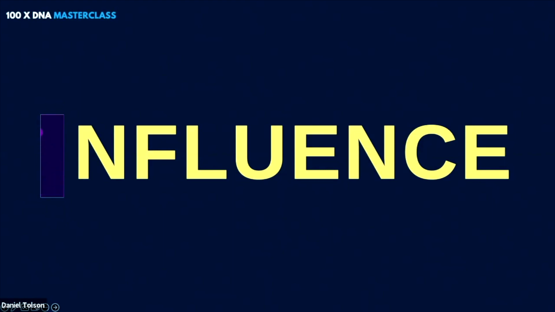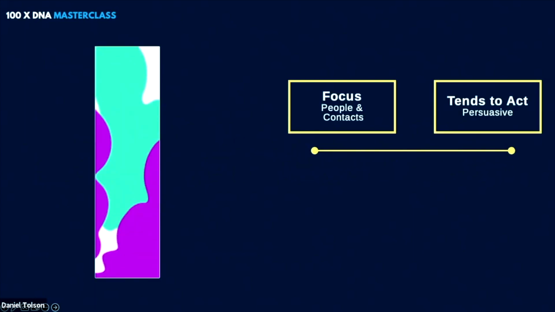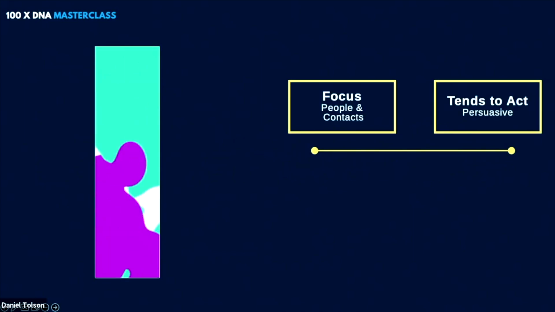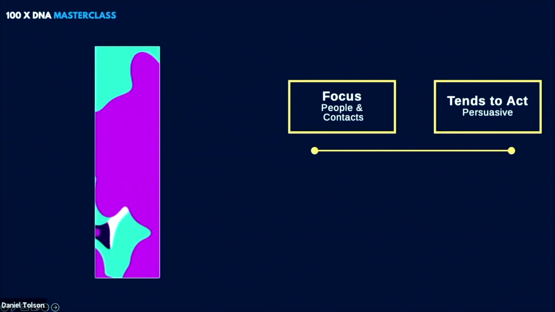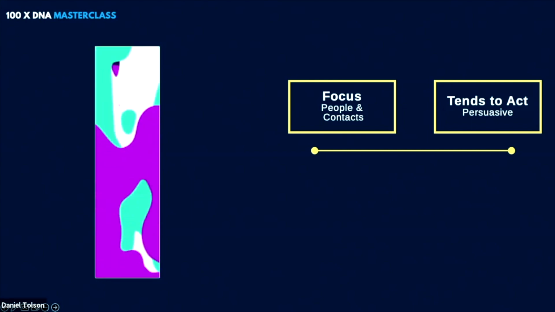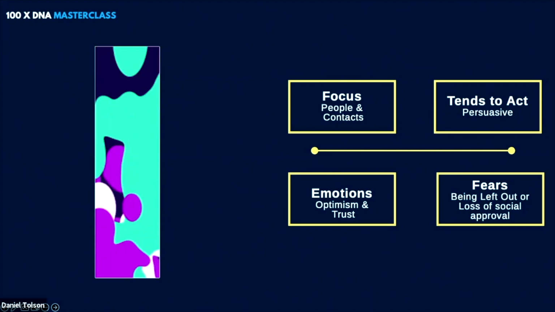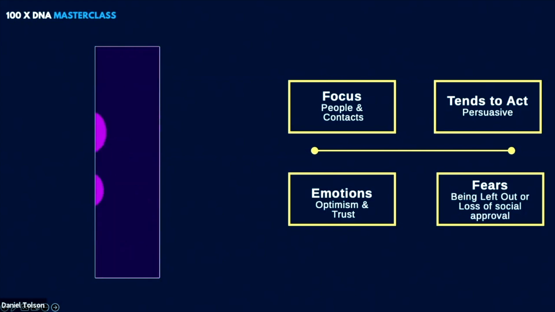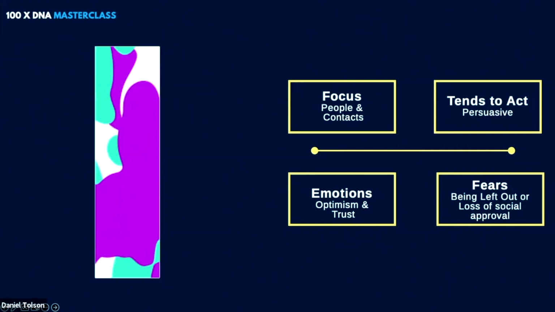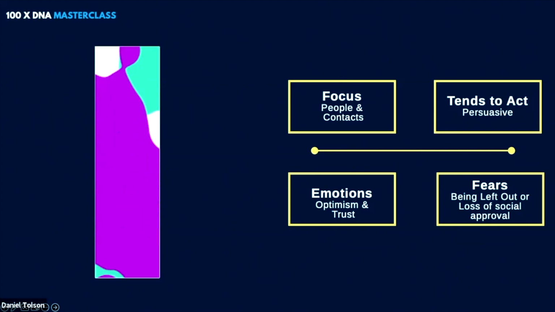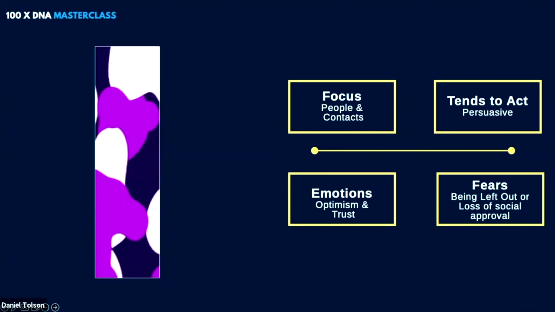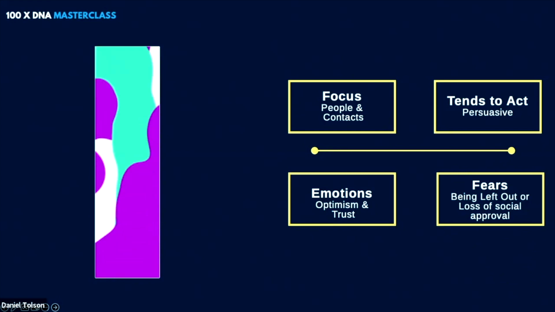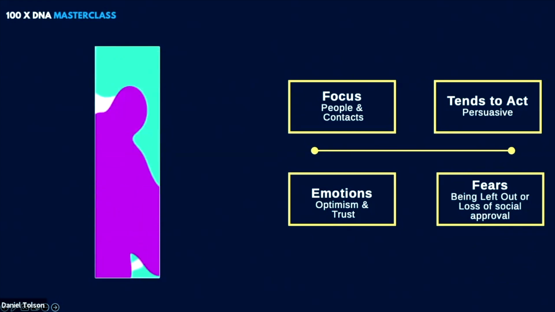Now it's time to learn about your I style. I stands for influence, and this is about how you interact with people and contacts. The I style tends to act very persuasively with people and contacts. The I style comes along with the emotion of optimism and trust. And the fear that the I style has to overcome is the fear of being left out, the fear of being left behind, and the fear of losing social approval.